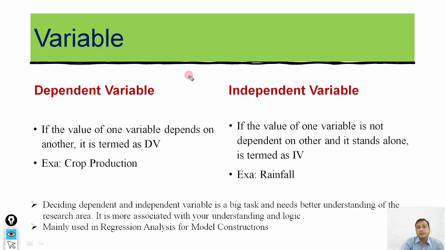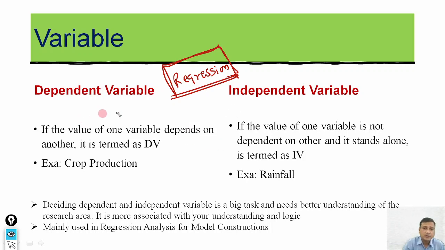As I already mentioned, dependent variable and independent variable are more useful in the regression analysis part of statistical methods. Regression analysis is one of the advanced statistical techniques, and there these two terminologies will be used heavily. Dependent variable: if the value of one variable depends on another, for example crop production. On the other side, independent variable: if the value of one variable is not dependent and stands alone, then that is an independent variable.